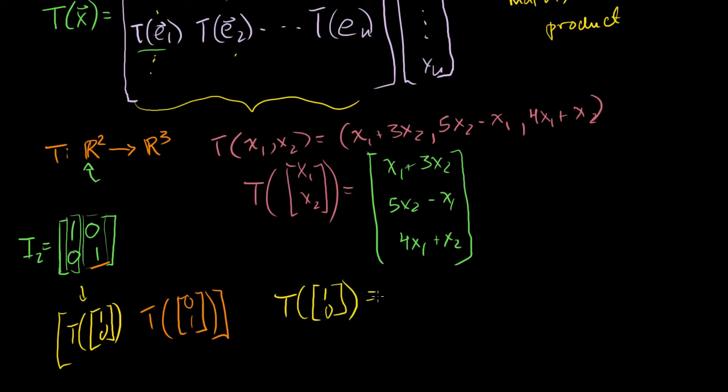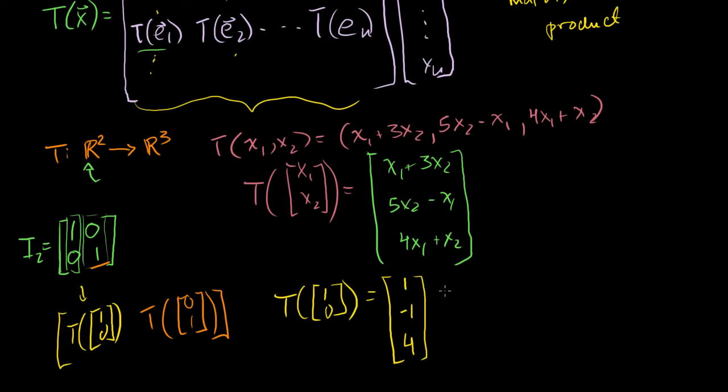And I know I'm getting messier with my handwriting, but what is T of the vector 1, 0? Well, we just go here and we construct another vector. So we get 1 plus 3 times 0 is 1. Then we get 5 times 0 minus 1, so that's minus 1, right? x2 is 0 in this case. And then we get 4 times 1 plus 0, so that's just 4. So that's T of 1, 0.